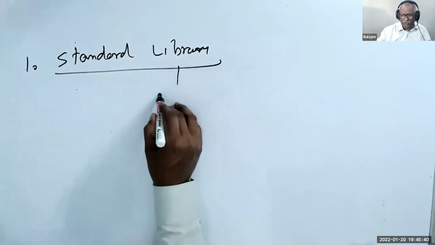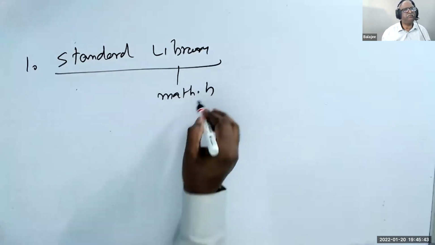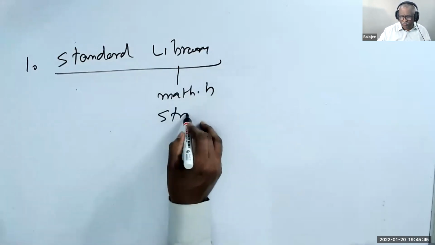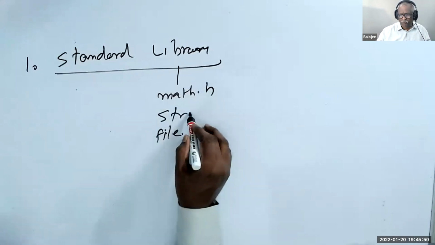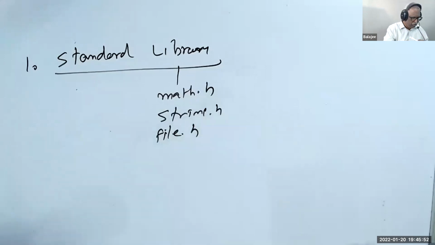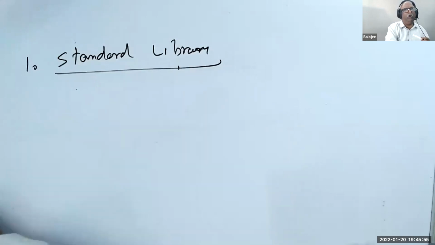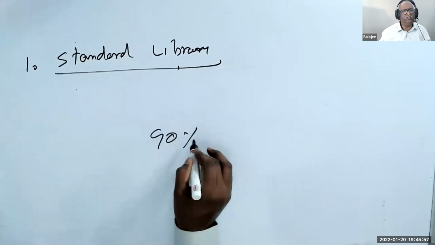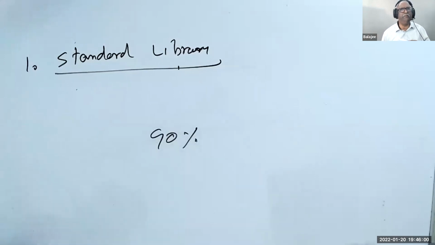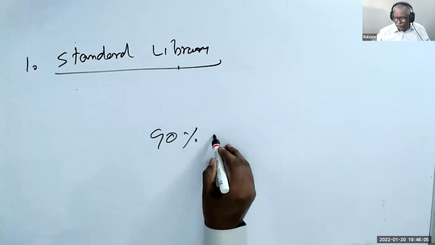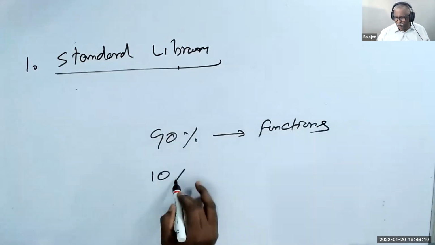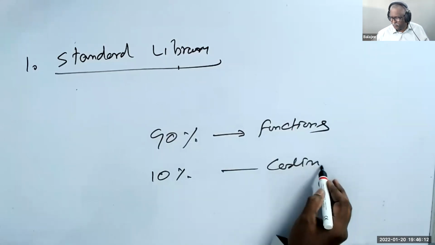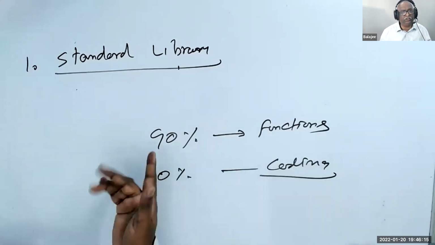This has so many things: math.h, all the mathematical functions; string.h; all the file.h, all the file related functions. You'll start using them later, slowly. You are going to spend about 90% of your time in your programming using only functions. Only 10% of the time you'll be coding. Please understand, 90 is to 10.